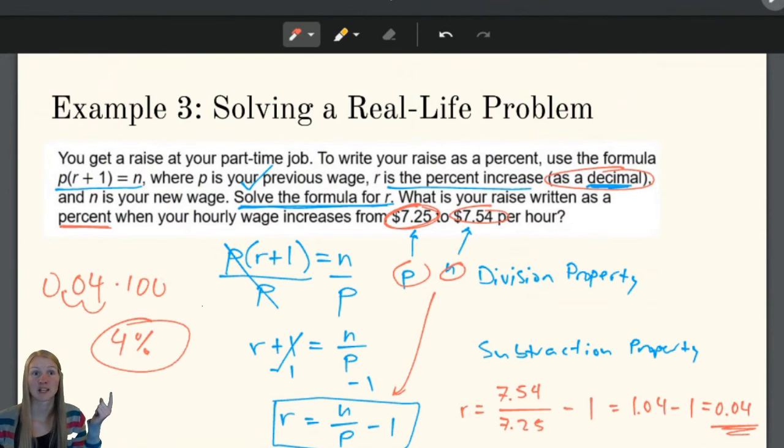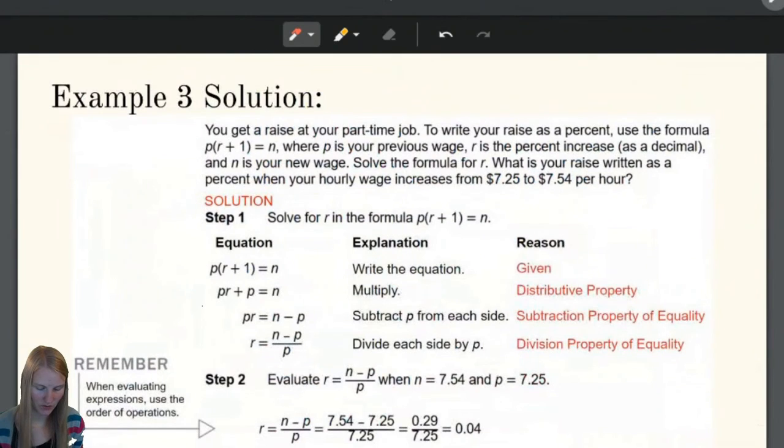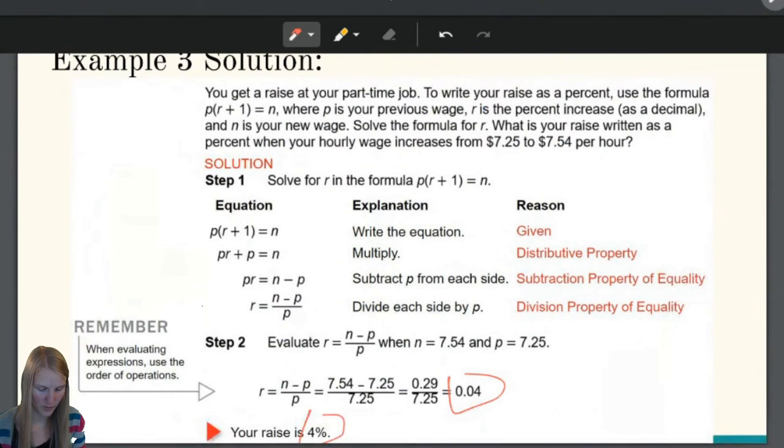raise. That's not that bad. 4% raise is pretty good. I mean, maybe not at this low of a wage. Maybe it's not as good, but it's still 4%. All right, we can check and make sure that we were right. Oh, they justified, even though they didn't say to. That's okay. But the important thing is that they also got 4% raise. So, yay.